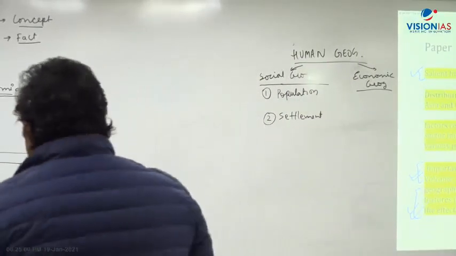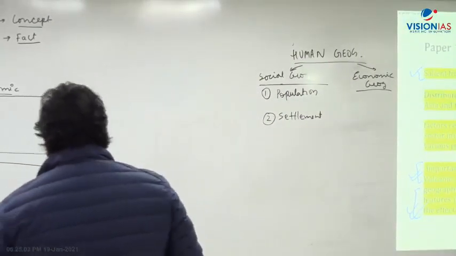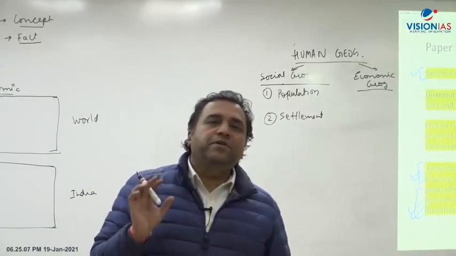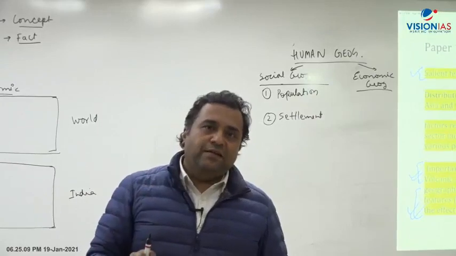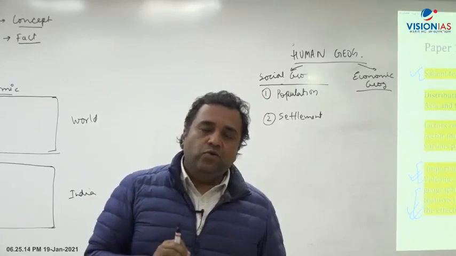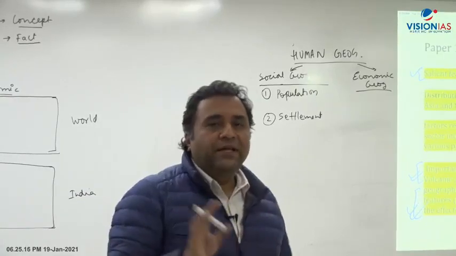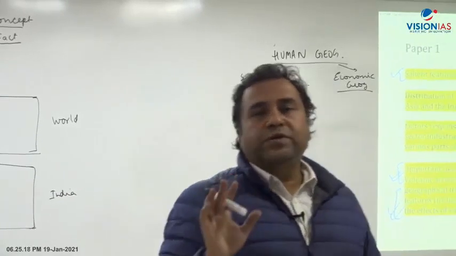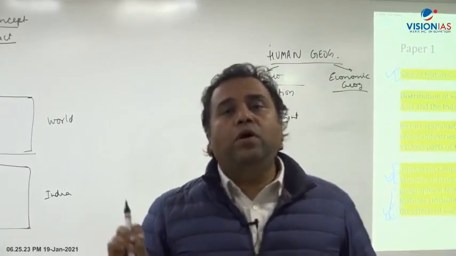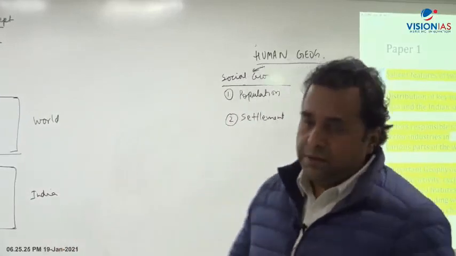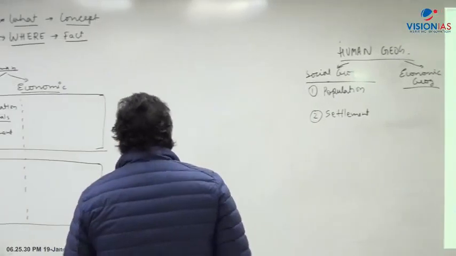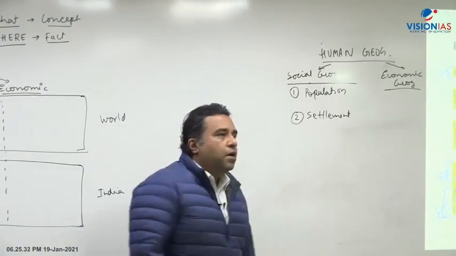The word resource, very simply said, simple definition or simple explanation. What is the simple explanation of the word resource? Anything the use of which is known to us, or we know how to use. Anything that we know how to use is a resource. Very simply said. Anything that we know how to use is a resource.